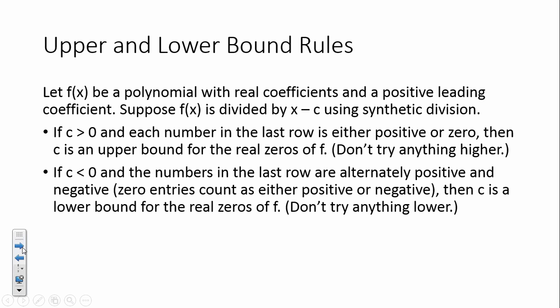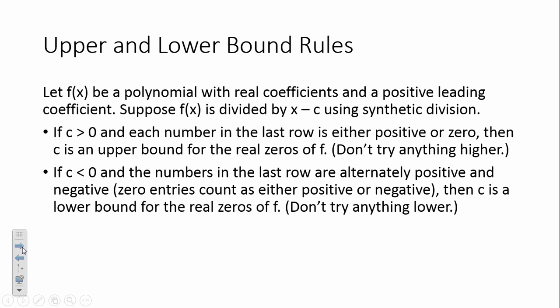All right. We can also learn something from the upper and lower bounds. We have a couple rules here. Let's say we have a polynomial with real coefficients and a positive leading coefficient, okay, this is a positive leading coefficient, so it doesn't work with negative 16x to the 5th. Okay?